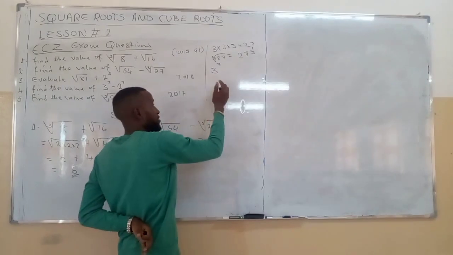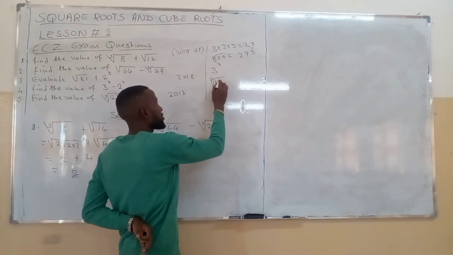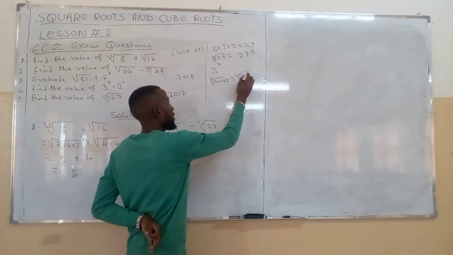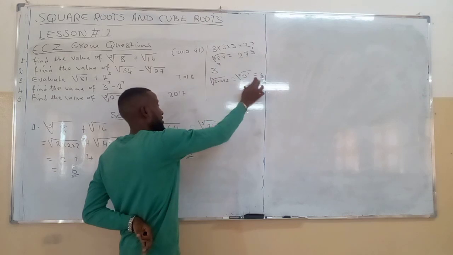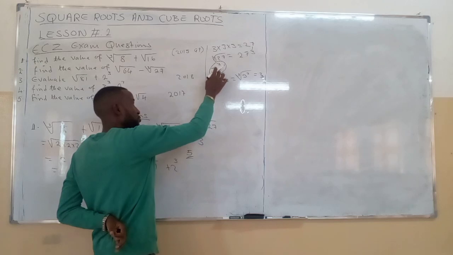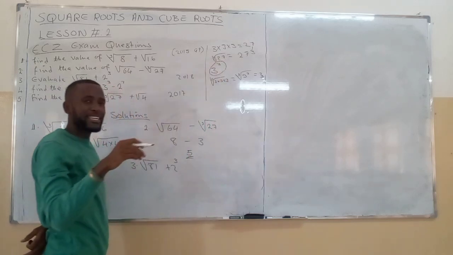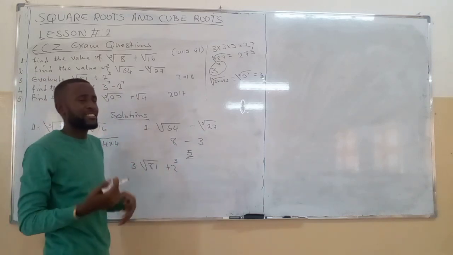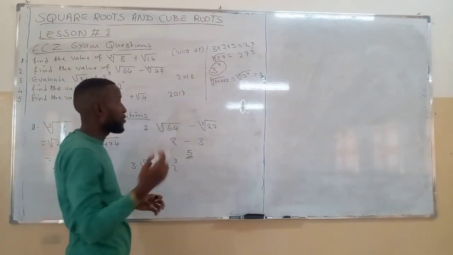Remember, we had written this by simply saying that 3 times 3 times 3 is the same as the cube root of 3 to the power 3, and the answer is 3, meaning that the cube root of 27 is 3. Now, what I'm interested in is this part here, 3 to the power 3. This 3 is what we call the index. Of course, when we go further, we shall look at indices, index notation, so you will understand it better. But if you understand it now, we're good.